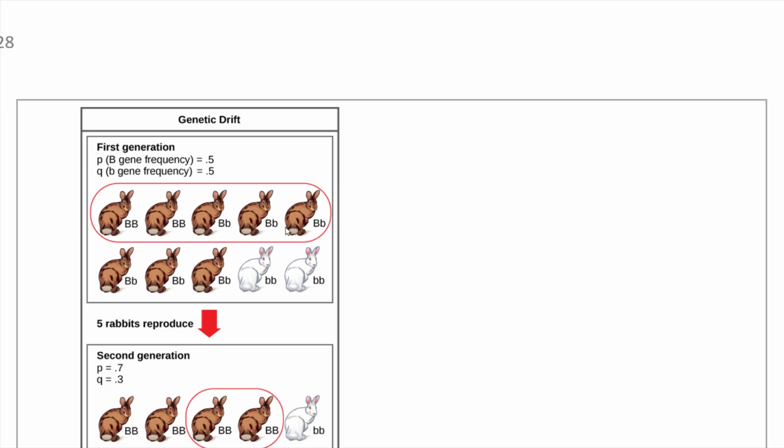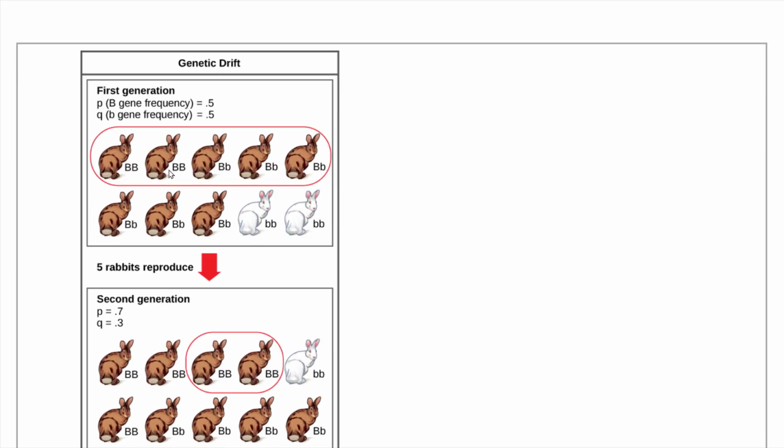For example, if you have some rabbits right here, these are the brown ones. The brown gene is the capital B, and it's the dominant one. And the lowercase b is the white allele or gene, and so it's the recessive one. So you need both of these for it to be white, lowercase b lowercase b. But if there's any capital B, it becomes brown. And so initially you have exactly 50% of the lowercase b and 50% capital B.